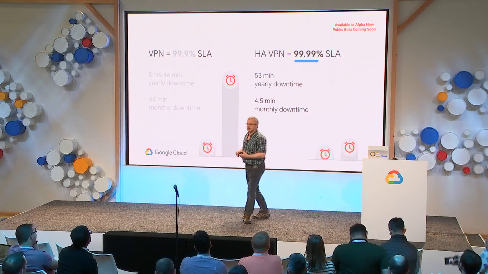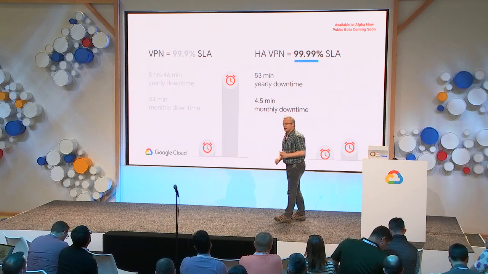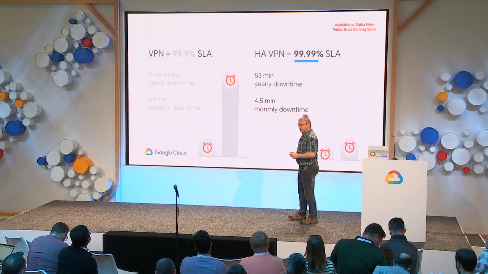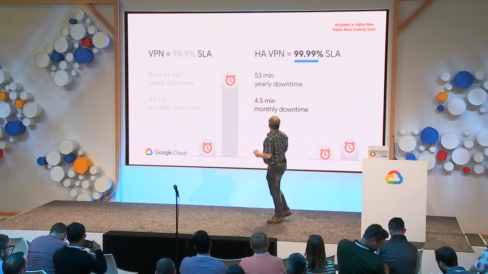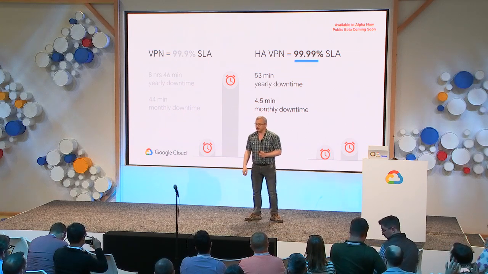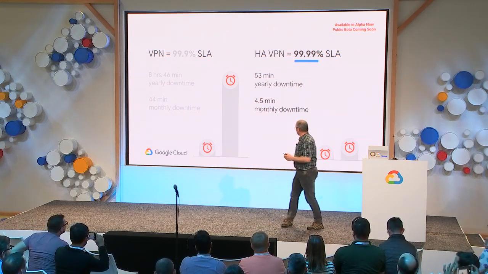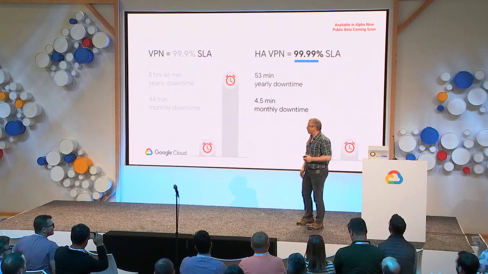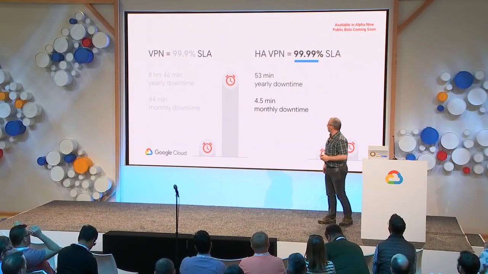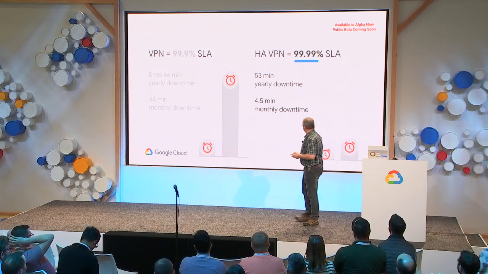And we did this analysis for our system, and I'm happy to announce that we are going to provide 4 nines, which is 99.99 regional availability. So it means 4.5 minutes of maximum monthly downtime, or 53 minutes yearly.